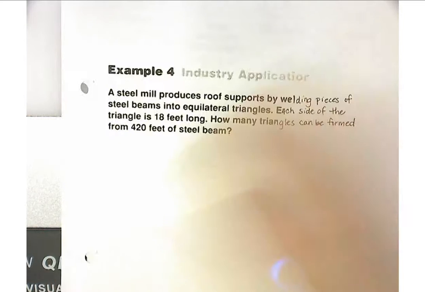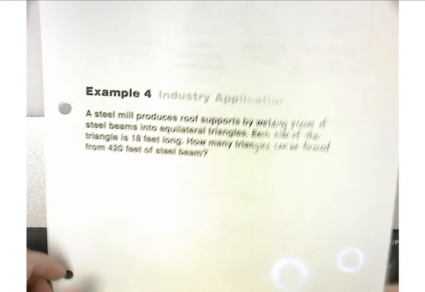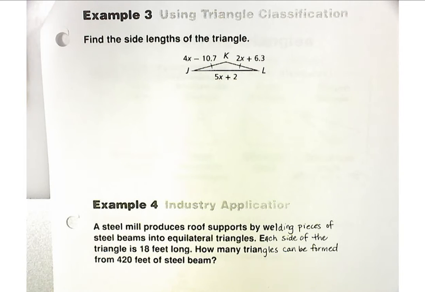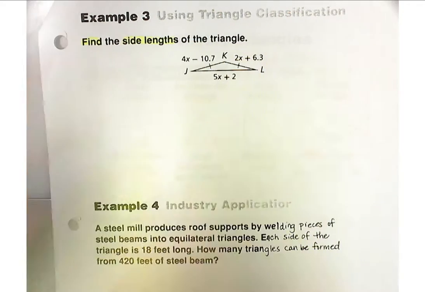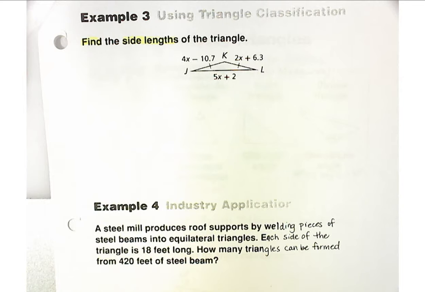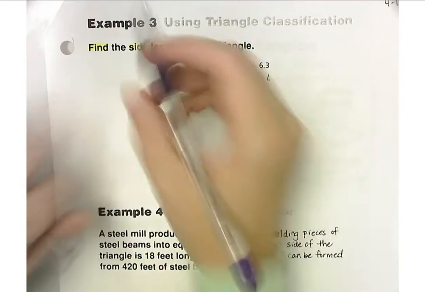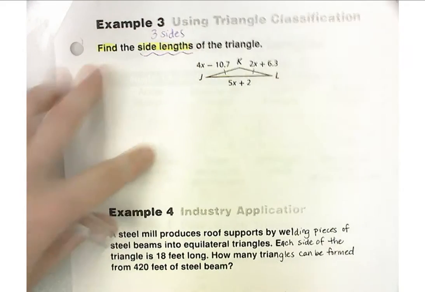Alright. So now what we're going to do is use this classification to help us find side lengths of the triangle. Remember I said we're going to concentrate on making sure we're following directions, so we're going to highlight our directions. This is to find the side lengths of the triangle. So that means, Naomi, how many different answers am I going to have for this? 3, because I have 3 sides. So if I'm finding the side lengths, that means I have to find all 3 sides of the triangle.